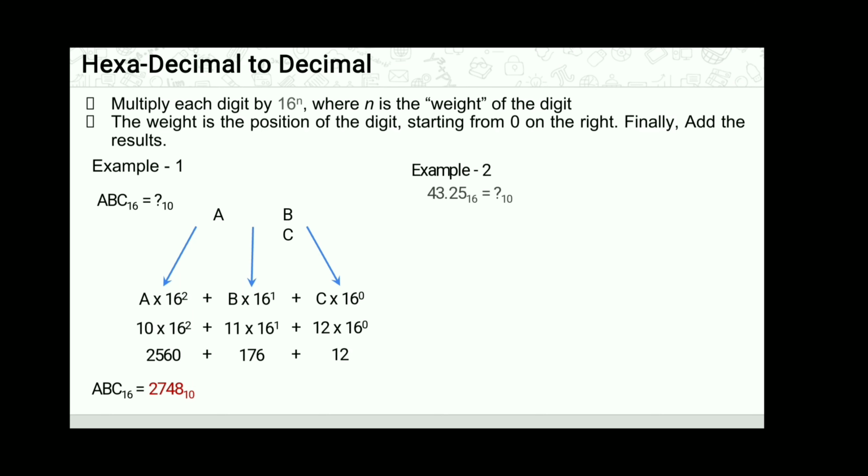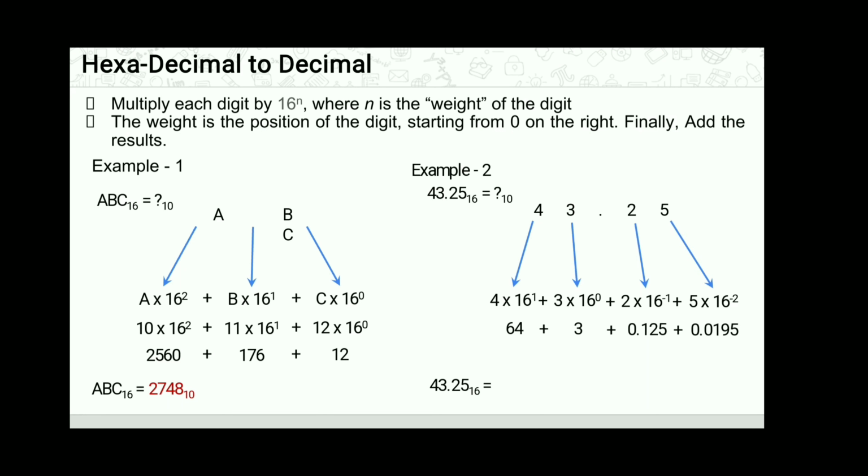Let's go through another example in which we will convert 43.25 to its decimal equivalent. So multiply 3 into 16 raised to 0 and 4 into 16 raised to 1, and we will have to multiply 2 into 16 raised to minus 1 because it is after the decimal point, and 5 into 16 raised to minus 2. So after adding all the numbers, we will get our final answer as 67.1445 to the base 10.